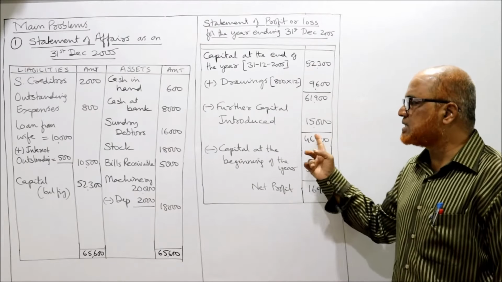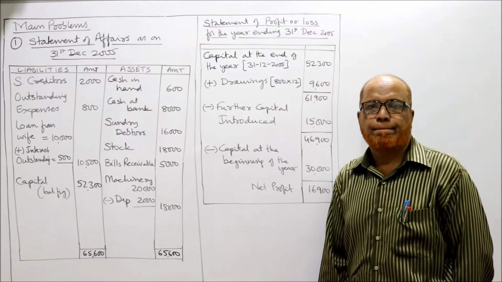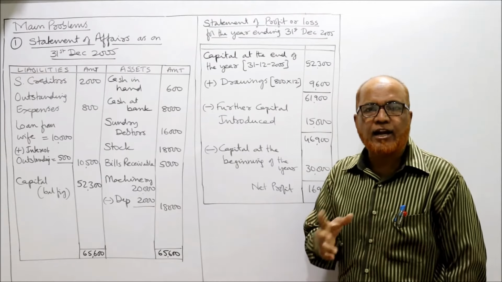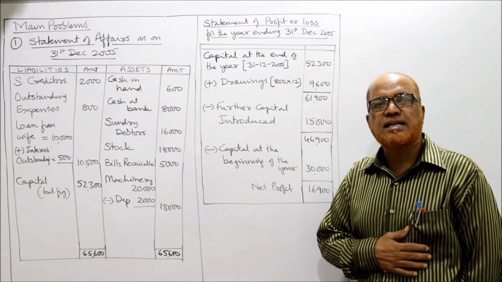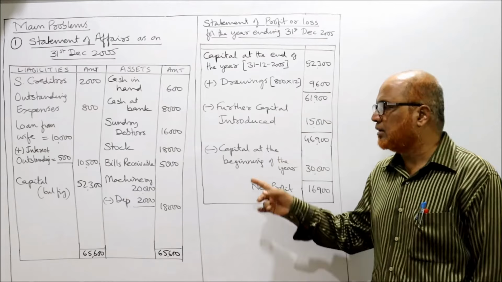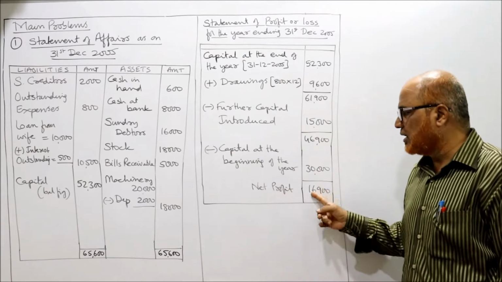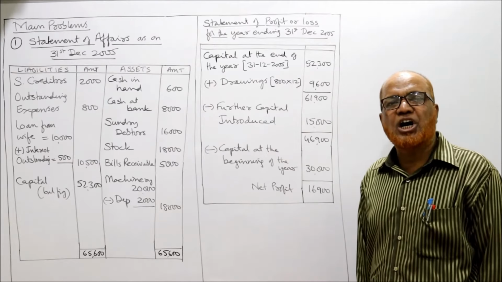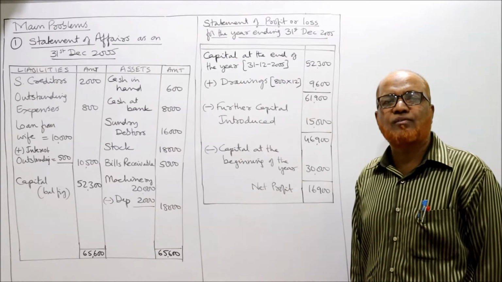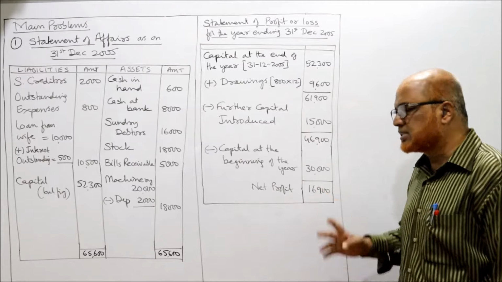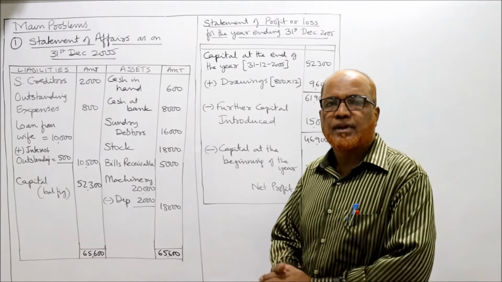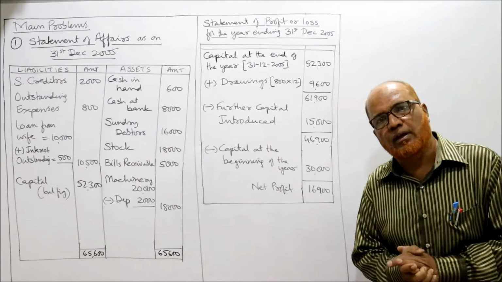This is called adjusted capital at the end. This is the adjusted capital at the end of the year. From this, we subtract capital in the beginning of the year. Beginning of the year, his capital was 30,000. Subtract 30,000, net profit. Profit earned during the year 2005 is 16,900. That's all. This is the first main problem we have done.